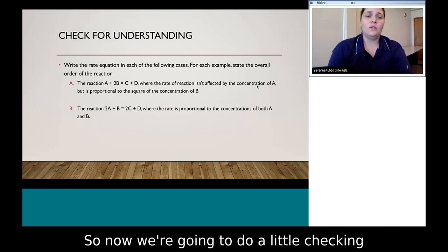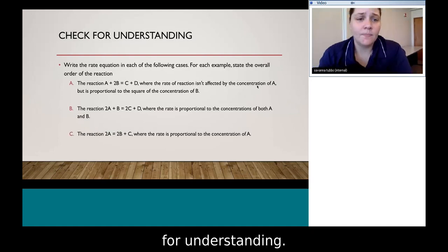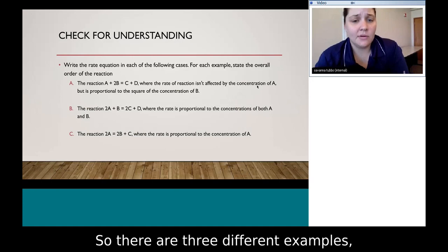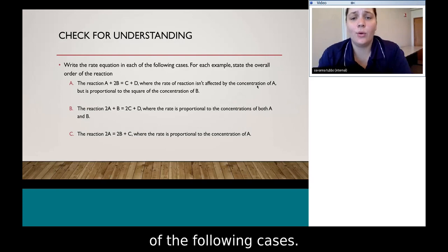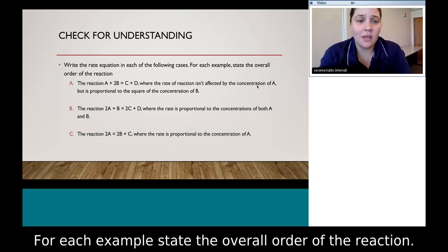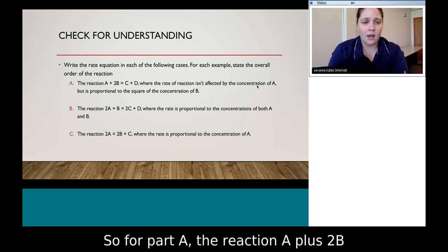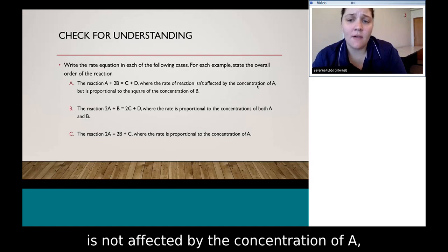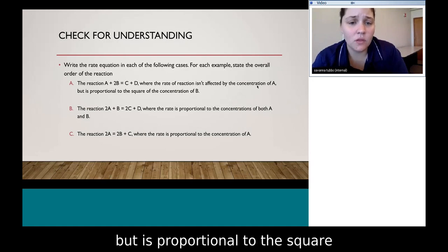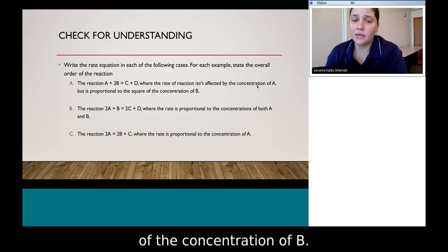So now we're going to do a little checking for understanding. There are 3 different examples, and they want you to write the rate equation for each of the following cases. For each example, state the overall order of the reaction. So for part A, the reaction A plus 2B equals C plus D, where the rate of reaction is not affected by the concentration of A, but is proportional to the square of the concentration of B.